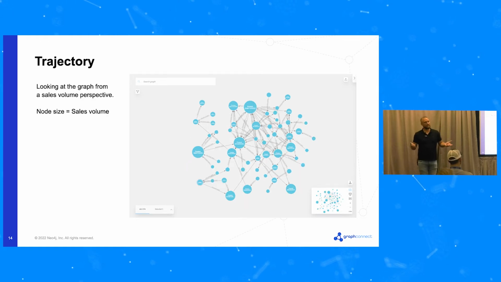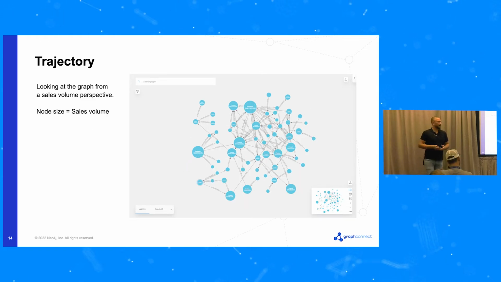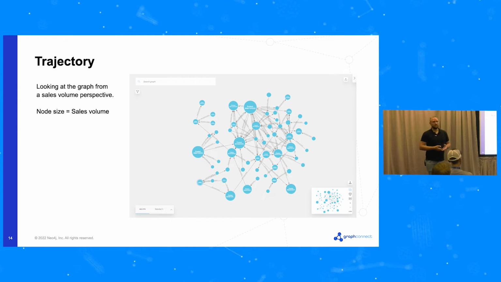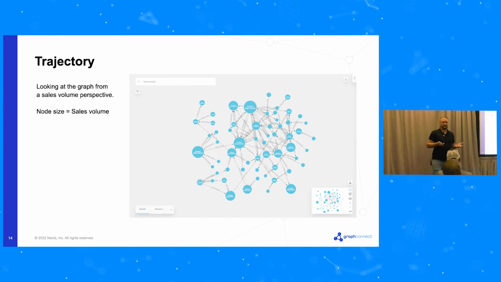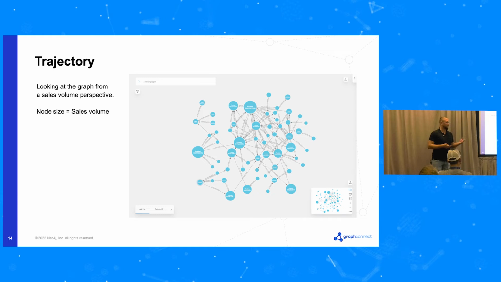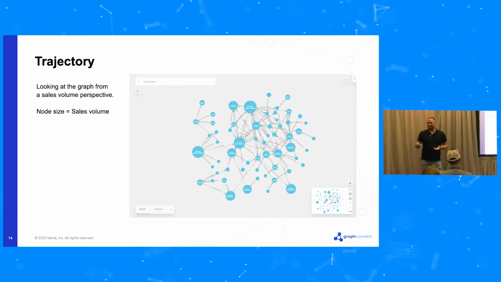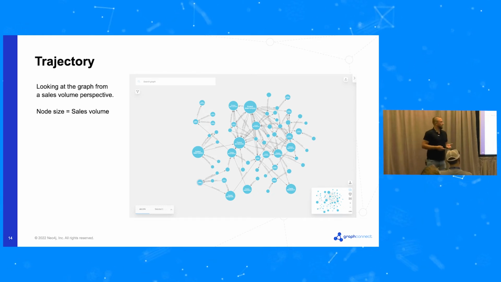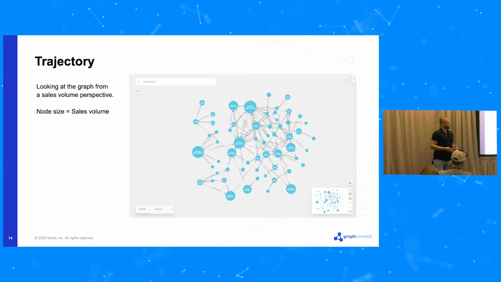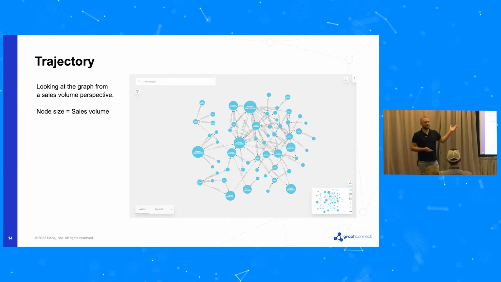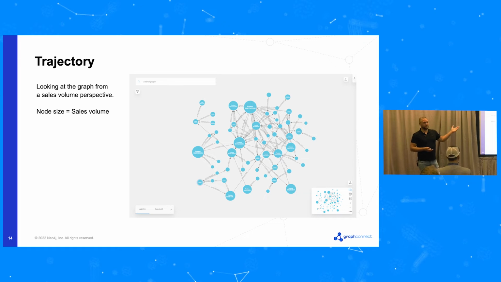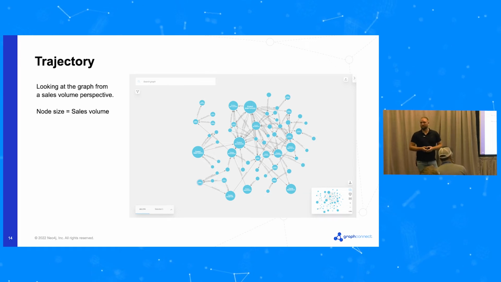That is a normal way of looking at it. Here we have the node size representing the sales volume. So a bigger node means more sales. It is easy to see here which are the biggest ones. And we usually refer to this as your hero product.